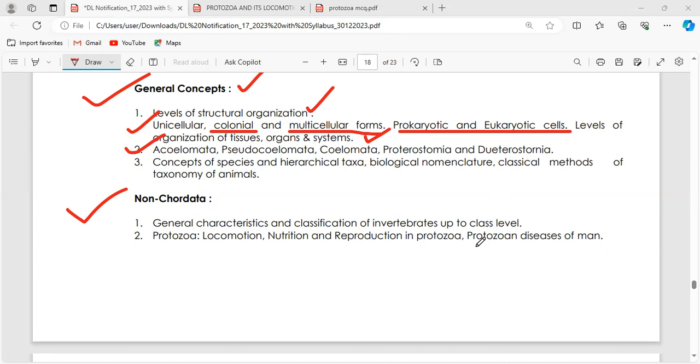And what are all the phyla which are placed under acoelomata? What are all the phyla placed under pseudocoelomata? What are all the phyla placed under coelomata? That will be the questionable area.